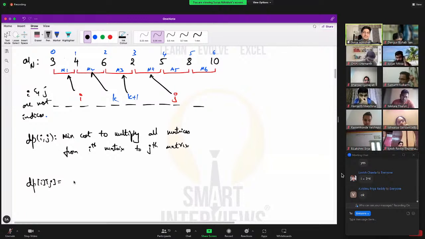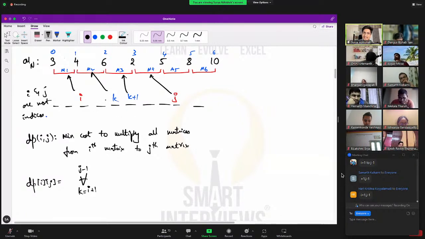Based on what I showed you just now, we have a lot of possibilities for K. To be precise, K can move anywhere from I plus 1 to J minus 1, that is, from the I plus 1th matrix to the J minus 1th matrix.